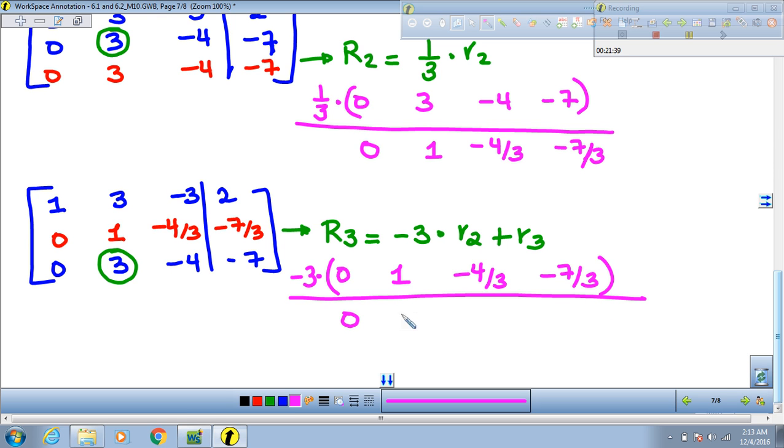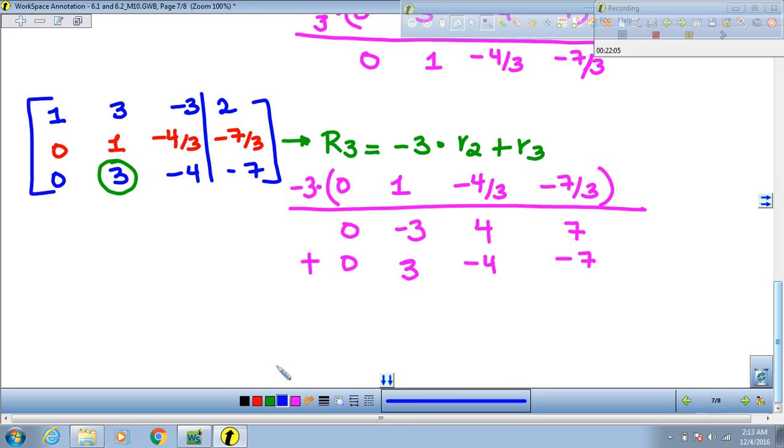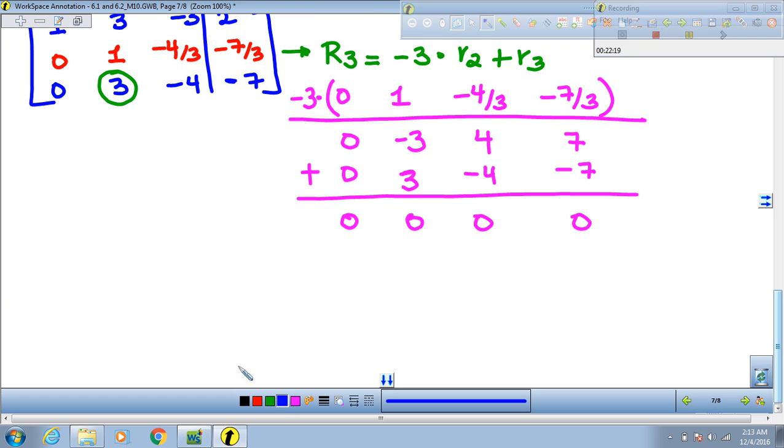Negative 3 times 0, 0. Negative 3 times 1 is negative 3. Negative 3 times negative 4 over 3 is going to be 4. Negative 3 times negative 7 over 3 is going to be positive 7. Then we're going to be adding all the numbers in row 3. So plus 0, plus 3, negative 4, plus negative 7. And we draw the line. So this is going to be 0 plus 0, 0, negative 3 plus 3, 0, 4 plus a negative 4 is 0, and 7 plus a negative 7 is 0.